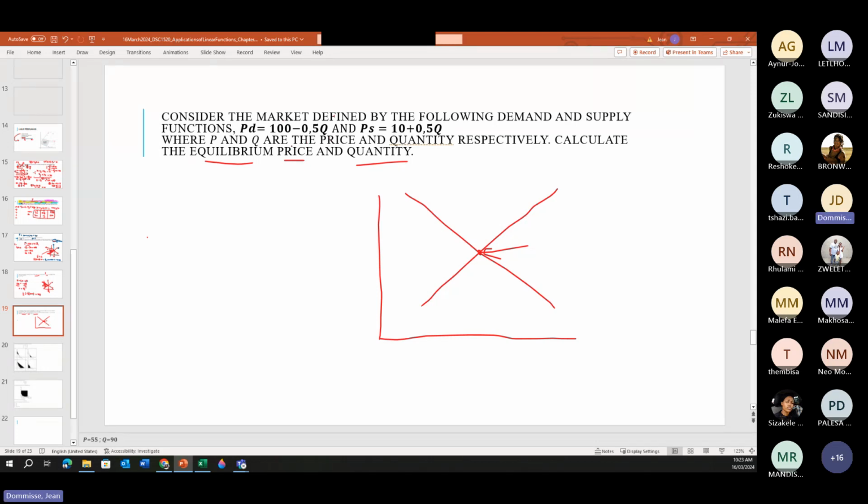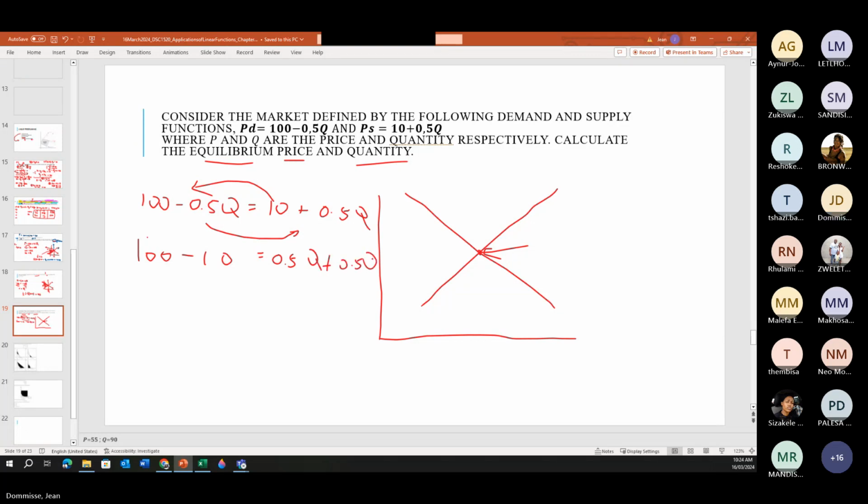Okay, so here we are basically solving two equations. So we've got the one price for demand, that is 100 minus 0.5 Q, and we've got the other price, that is 10 plus 0.5 Q. So we are basically solving simultaneous equations with just two variables. Okay, so we can now work out what Q will be. So 10 will go over to that side, so it will be 100 minus 10. The minus Q will go over to that side, so it's 0.5 Q plus 0.5 Q. So 1 Q will be equal to 90.